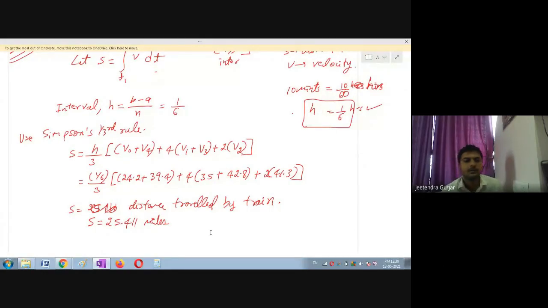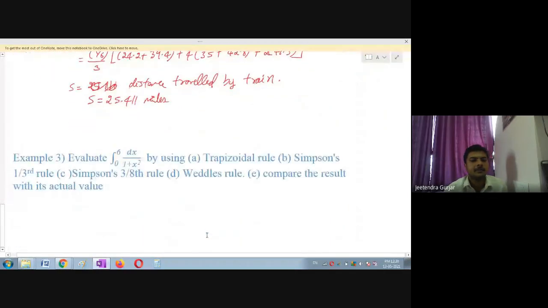So now calculate the next example, students. Example number 3: evaluate the integral 0 to 6 dx upon 1 plus x square by using the trapezoidal rule, Simpson's 1/3 rule, Simpson's 3/8 rule, Weddle's rule. Compare the result with its actual value. So this will show that the answers we calculate in the trapezoidal, Simpson's 1/3, Simpson's 3/8 and Weddle's rule are approximate values compared with the actual value.